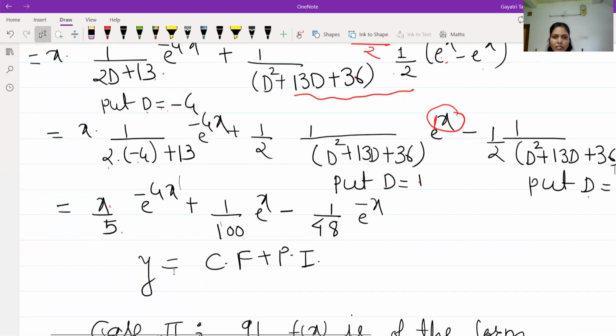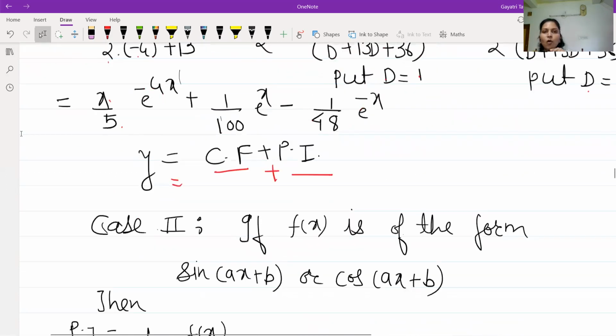y is equal to CF plus PI. You have to write down the value of the CF as well as the value of the PI. So this is all about the first case, that is the exponential case.